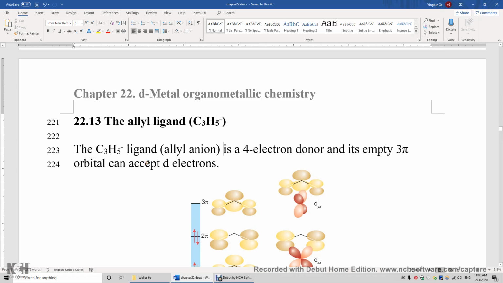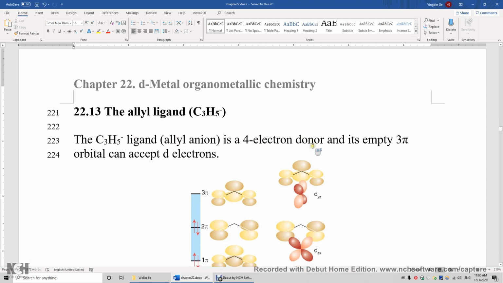Section 22.13. The allyl ligand, C3H5-, the allyl anion. C3H5- is a 4 electron donor.